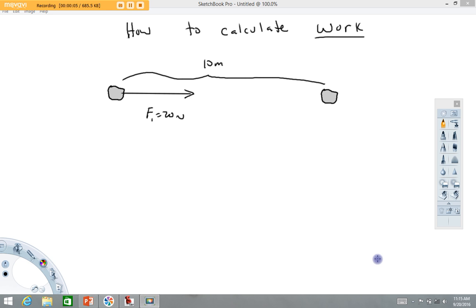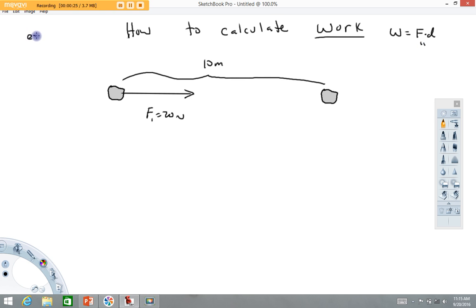The purpose of this video is to go through some examples of how to calculate work. So remember in physics that work is force times distance. However, the force has to be parallel to the distance. So I'm going to go through a series of examples here. I'm going to go through 3 or 4 examples, and they're going to get progressively more complex.